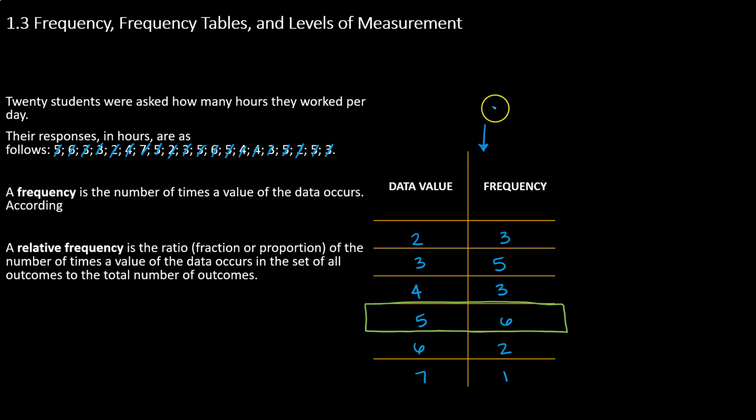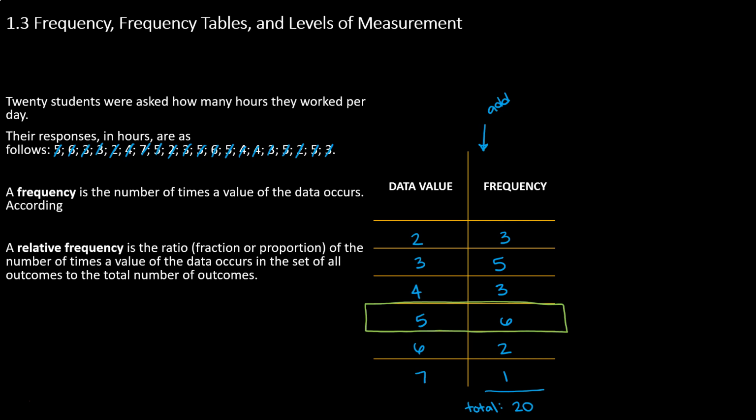We'll add all of the values in our frequency column, so we'll add 3, 5, 3, 6, 2, and 1. We'll check that our total here matches the number of surveyed students. If we had a 19 in our frequency column, that would mean that we missed a number in our data set, or if we had 21, that would mean we double counted something.